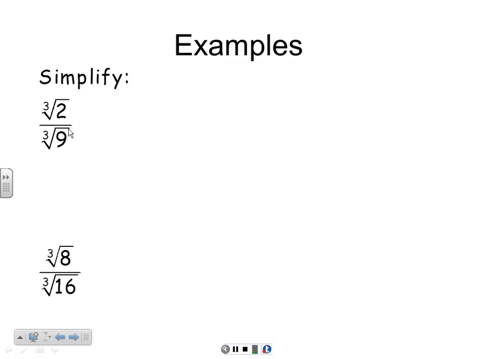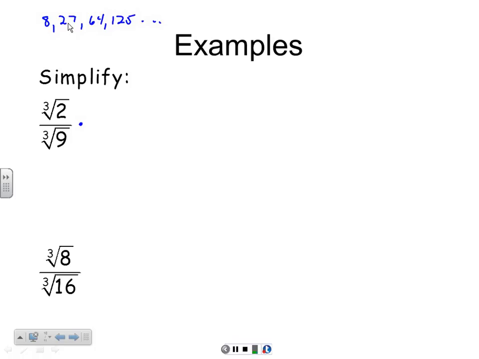Cubes. Same process. Cube root of 2 and the cube root of 9. These will not reduce. 2 won't go into 9. So what I need to do is think, what can I multiply 9 by in order to get me on that perfect cube list? Remember that list is 8. You should have it written down somewhere. 8, 27, 64, 125, and on and on and on. So what can I multiply 9 by in order to get something on this list?